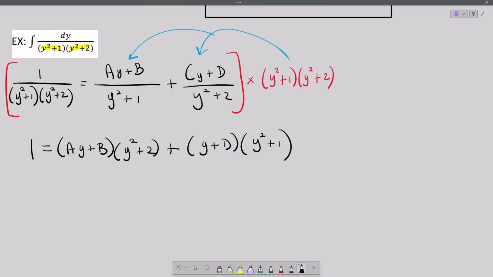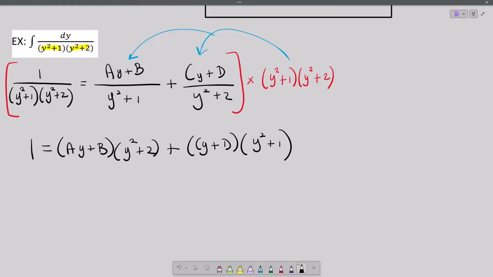Where'd the C go for CY plus D? Oh, yeah, that's a parenthesis. It's hiding in plain sight. Thank you.